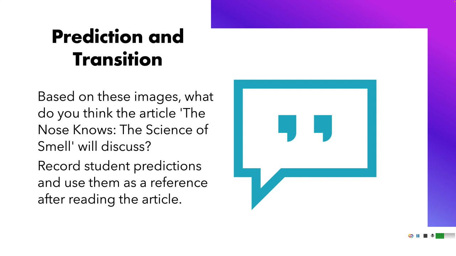I think it will explain how smell affects our memories. The image shows that smell is directly linked to the brain, which might be why it triggers strong emotion. Record all these predictions and use them as a reference after reading the article. This way will help everybody make a strong connection after they read the article.